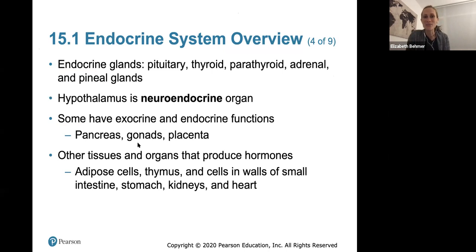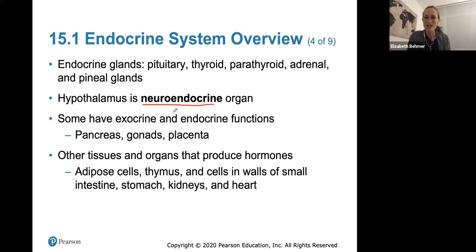The endocrine glands in the body are your pituitary, thyroid, parathyroid, adrenal, and pineal glands. The hypothalamus, which is just above your pituitary gland, is what we call a neuroendocrine organ because it has some neurons running through it as well.